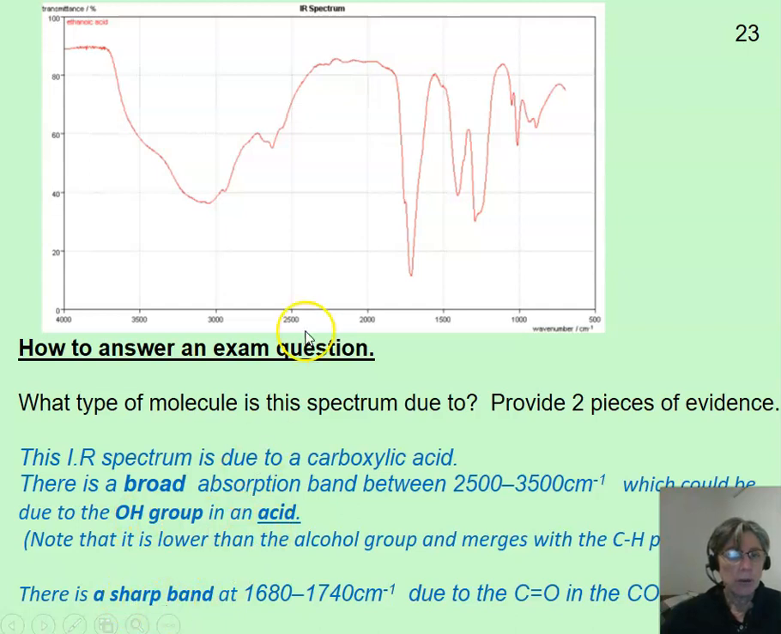There is also a sharp band, and then you need to quote the numbers for the carbonyl in a carboxylic acid. So there's a sharp band here. So you've got the two things. So that's how you would quote it.